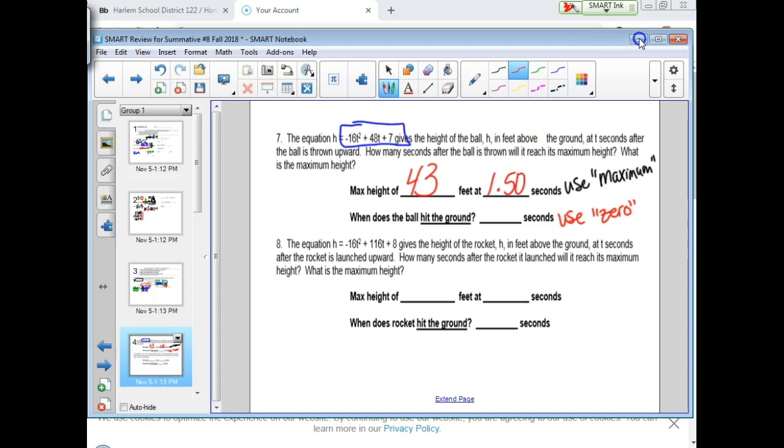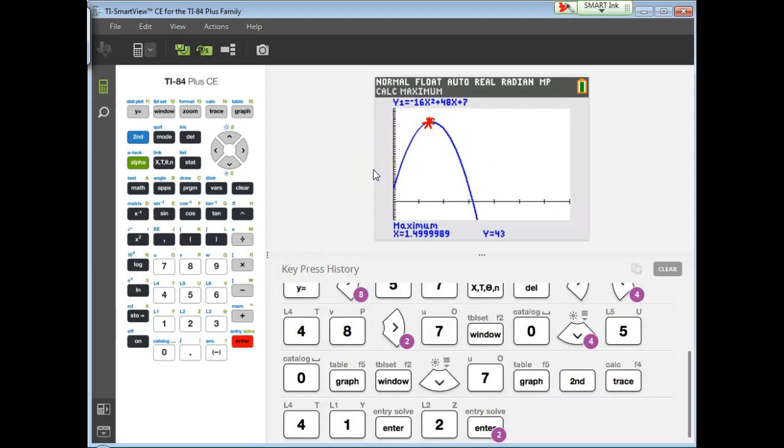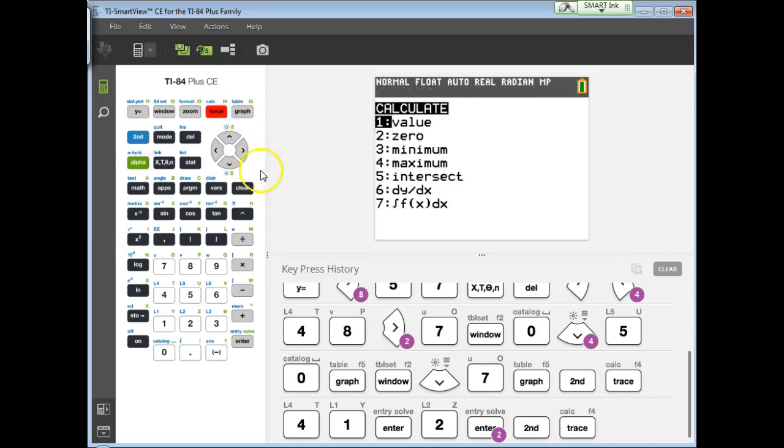So then a follow-up question is, when does the ball hit the ground? Whoopsies. And we're going to be using the zero finder from that calc menu, except, you know, I can estimate it. It's like 3 point something, clearly. But I need a better answer than that. So, zero finder. And it's going to ask you those same questions.